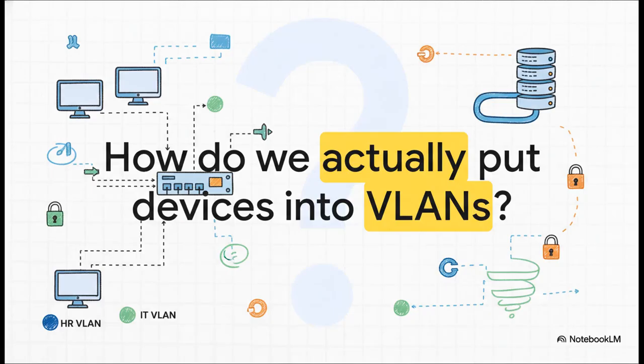Okay, so we've established that VLANs can separate devices logically. That's great. But how? How do we actually tell a switch, "Hey, this computer belongs to the HR group, and that one over there belongs to IT?" That's the big question, right? And that's exactly what we're going to answer today.